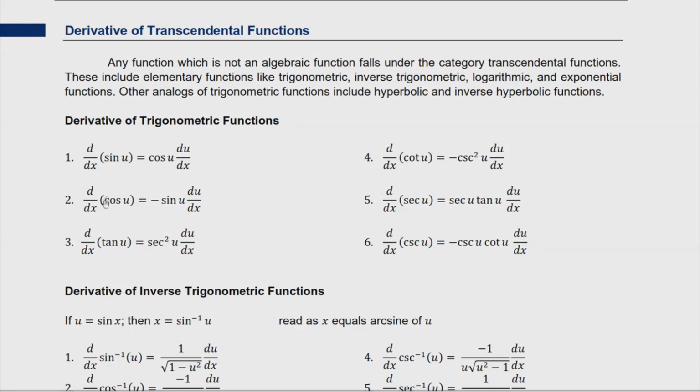So again, the derivatives are: if it's sine, then we have cosine u, and then don't forget to differentiate the function that we're taking the sine of. So that's u, and then we have du over dx. And then for cosine, we have negative sine, tangent secant squared, cotangent negative cosecant squared, secant secant u tangent, and then for the cosecant, we have negative cosecant and then cotangent.